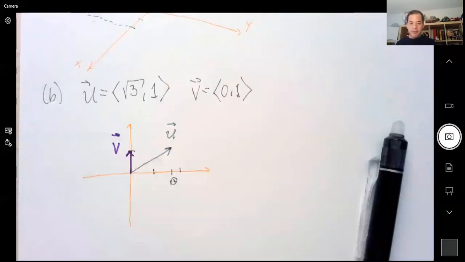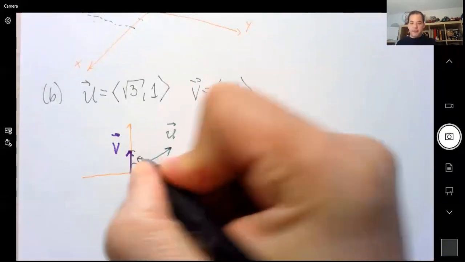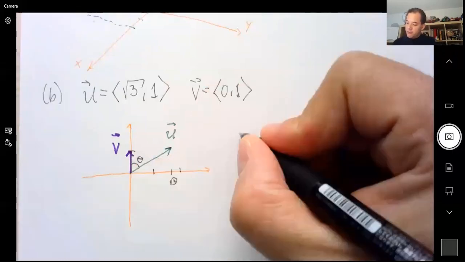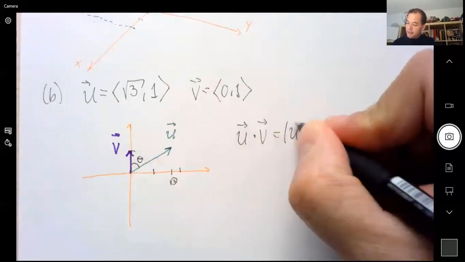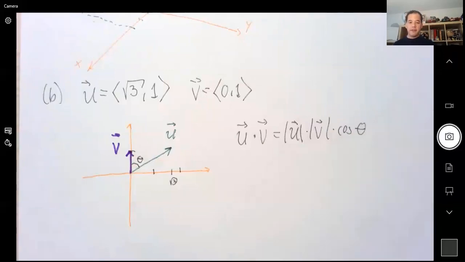Right, that's my picture. So what is my angle there? This is the angle between them, and I need it to calculate u dot v. I need the magnitude of u, the magnitude of v, and the cosine of the angle, right?